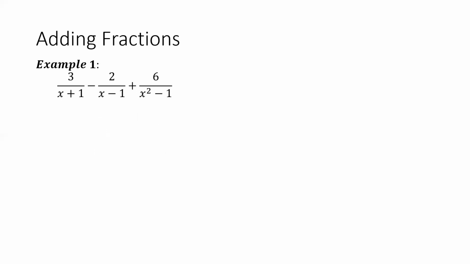In the one that I went through when we were just talking about an LCD, we had to factor 3 different denominators. In this case, we actually only have to factor one of them, because x plus 1 doesn't factor any further, and x minus 1 doesn't factor any further. So all I'm really going to do is factor x squared minus 1. That's a difference of squares, so that becomes x minus 1 times x plus 1.